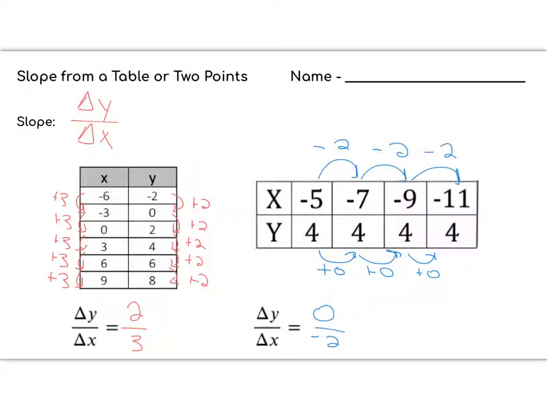Well, what is 0 divided by anything? That is 0. What kind of line would this be if I were to graph it? If I were to graph these points, what kind of line should it be? Well, since my slope is 0, this is going to be a horizontal line. Okay?